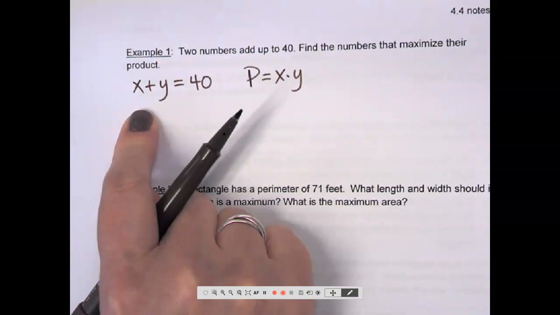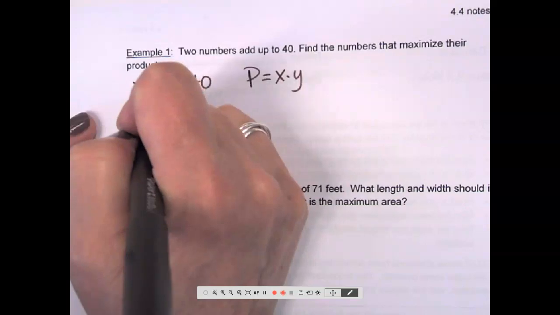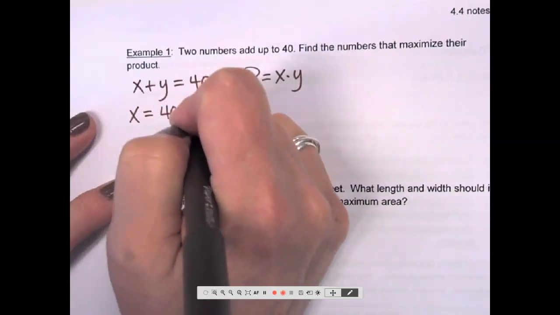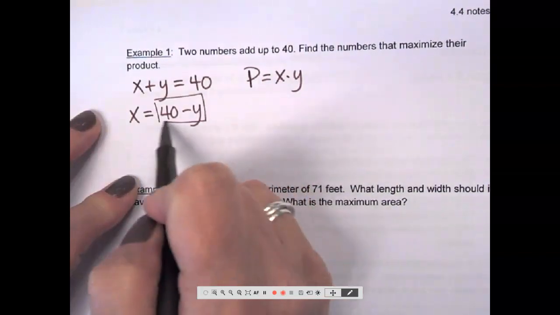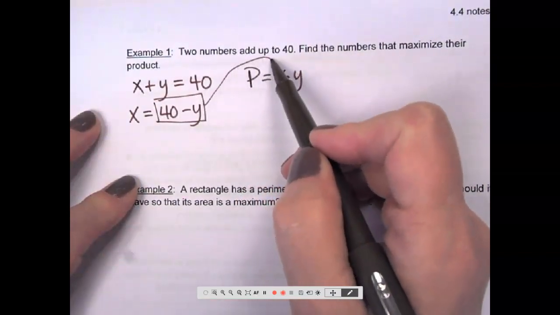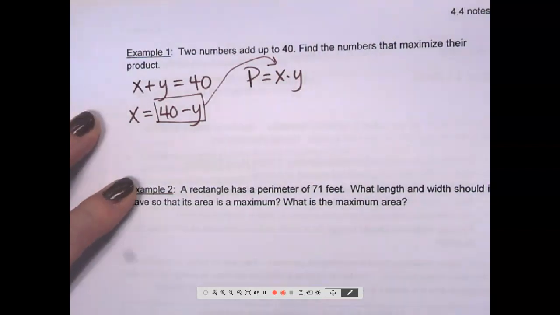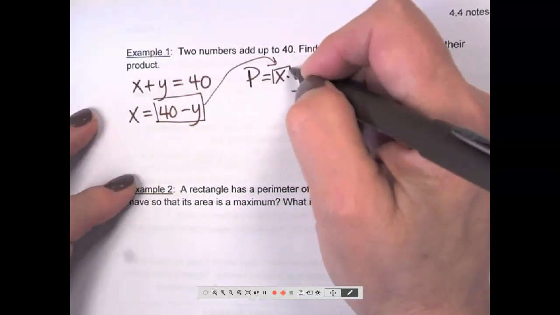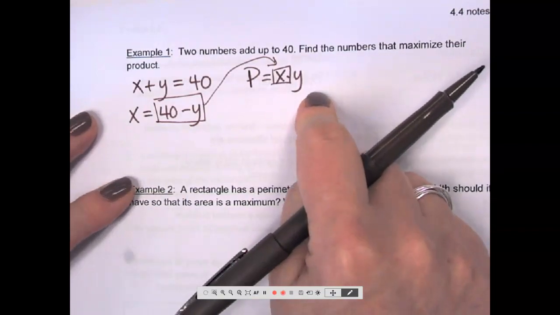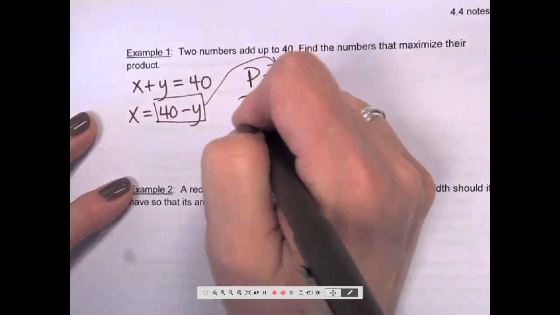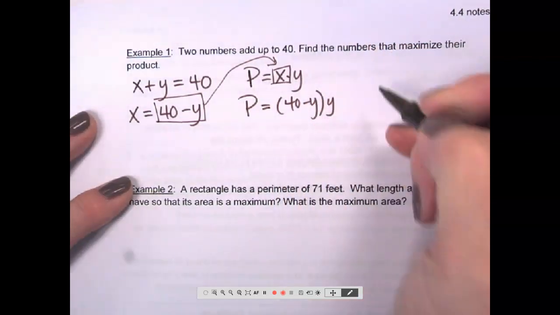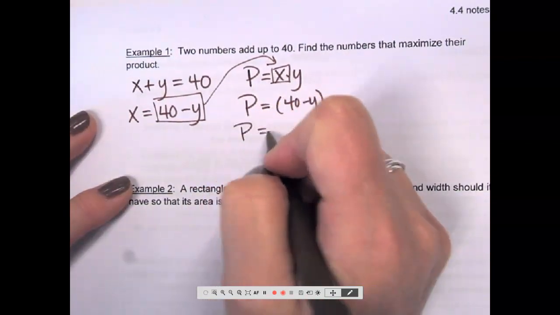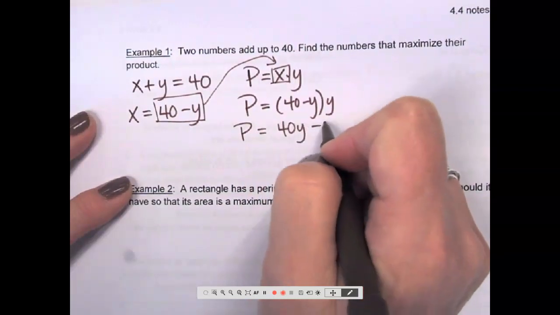Okay, is X or Y easier to solve for? Okay, sometimes there will be an easier one, so just be on the lookout for the one that might be easier. Then I'm going to take this quantity and sub it into that other equation. And what that will achieve is now this product equation will just have one variable. So I have their product is 40 minus Y times Y. Their product is 40Y minus Y squared.